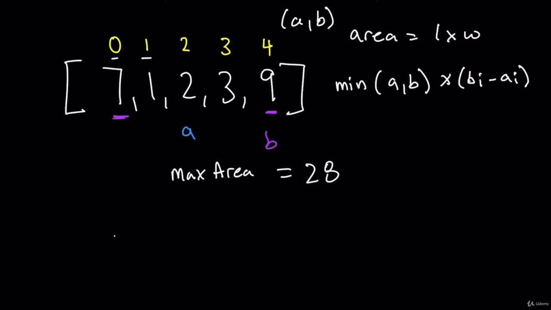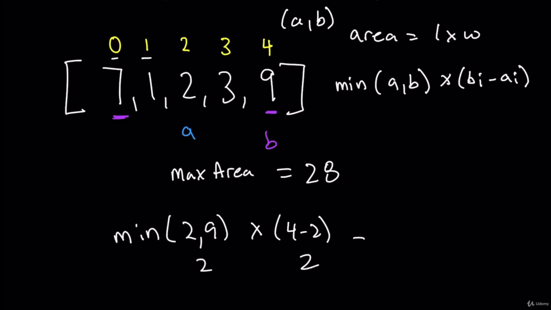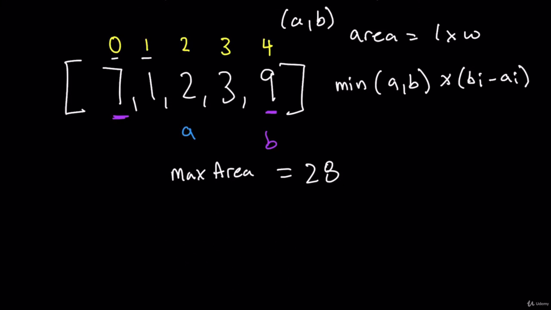Now, we redo our calculation. We get the min of 2 and 9, and we multiply this by 4 minus 2. The minimum of 2 and 9 is 2. 4 minus 2 is 2. Area is 4. Our max area of 28 is still greater, so once again, our max area doesn't change. And now we reset A and B again. A instantiates at 3. B instantiates at 4.